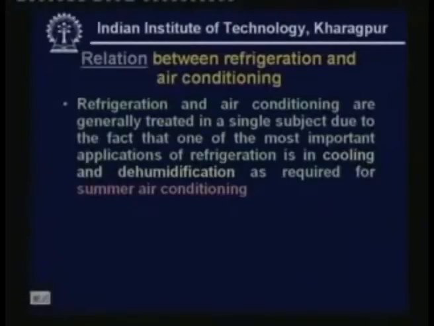Now, before discussing the applications in detail, let us look at the relationship between refrigeration and air conditioning. Normally, they are clubbed together, refrigeration and air conditioning. What is the relationship between them? We club refrigeration and air conditioning because air conditioning is one of the largest users of refrigeration. Refrigeration is required in summer air conditioning for cooling and dehumidification of air. That is the reason why we normally club these two systems together. Refrigerant systems can also be used for winter air conditioning if you are using the refrigerant system as a heat pump.